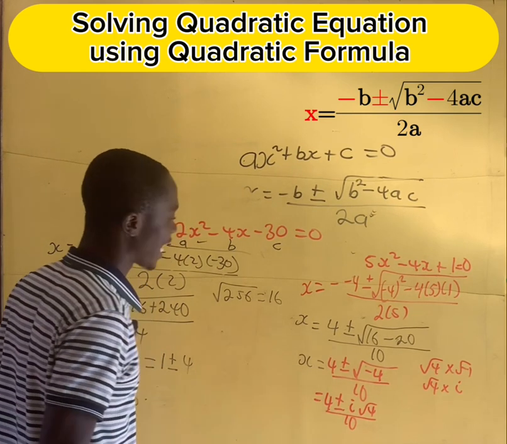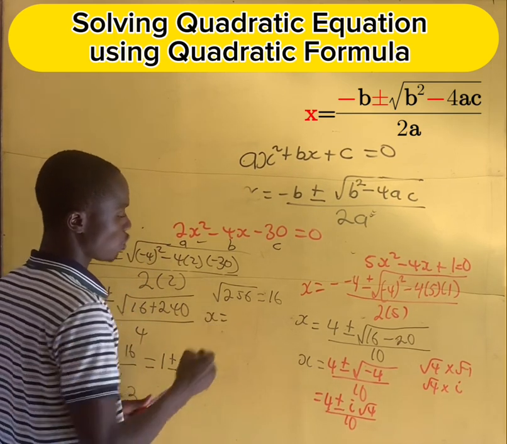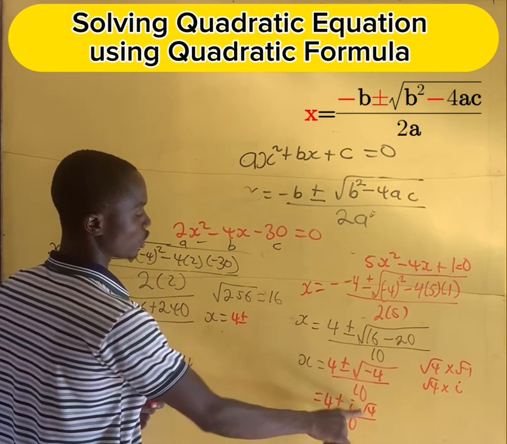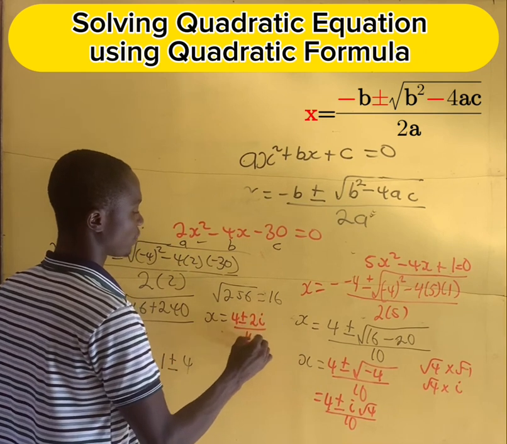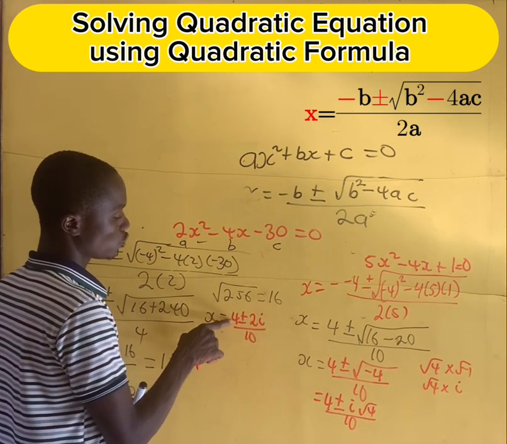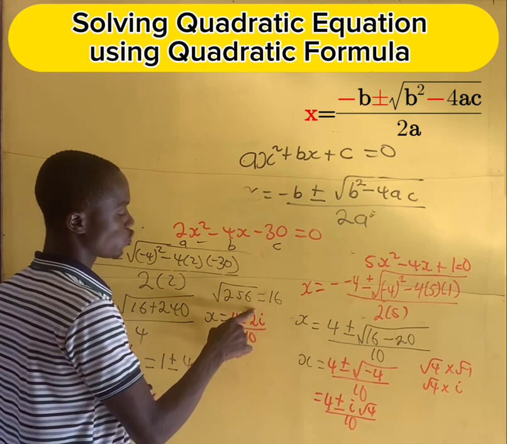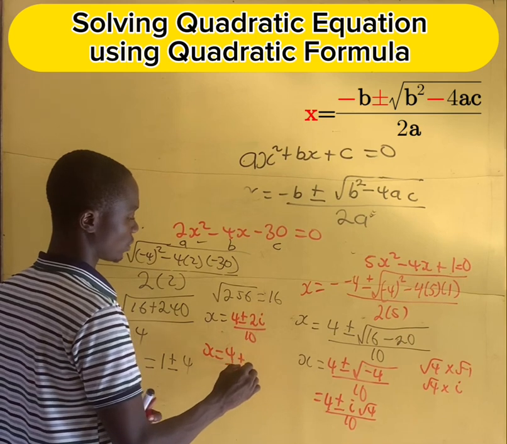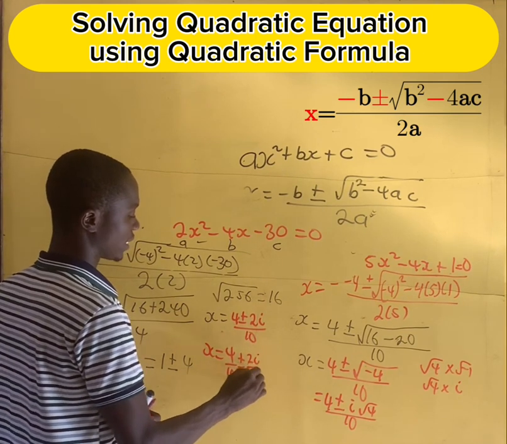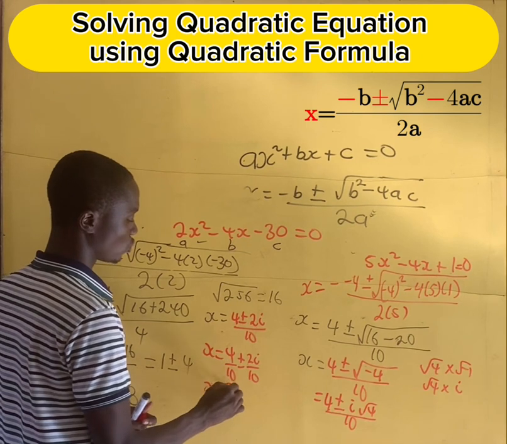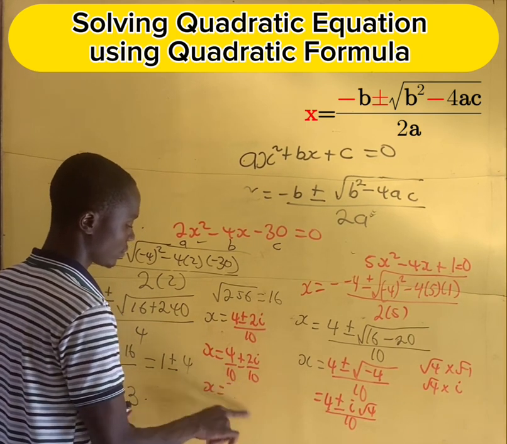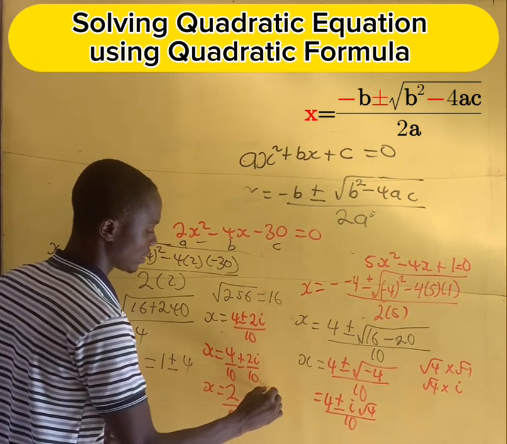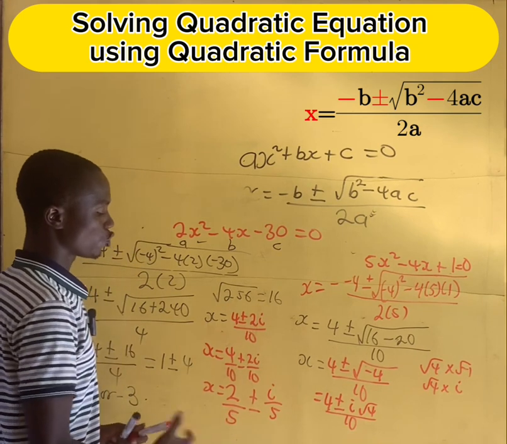Let's see. Now, we are going to have x to be equal to 4 plus or minus square root of 4 is 2. So I have here 2i divided by 10. And here 2 can divide this, it can divide 10. 2 can divide this, it can divide 2. So we write x equals 4 on 10 plus or minus 2i on 10. So x equals 2 on 5 plus or minus i on 5. So we leave our answer this way.